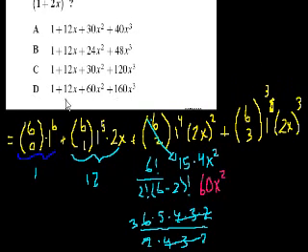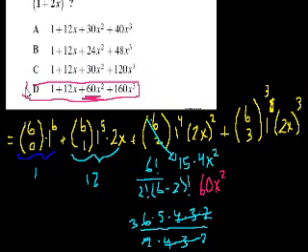And we're done. This is choice D, the only one that has 60x squared as the third term. So we're done. We didn't even have to go to the fourth term. So by carefully looking at the choices, we actually only had to evaluate one of the terms. Next problem.